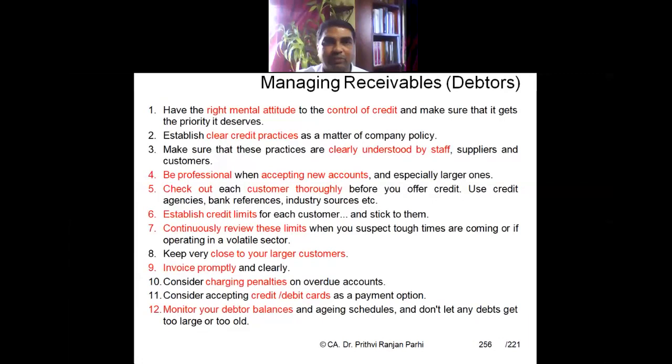Now coming to the receivable management part. Receivable means, what do you understand by receivables?